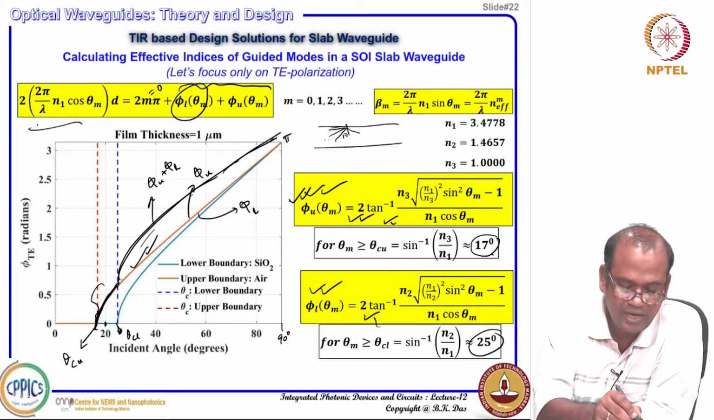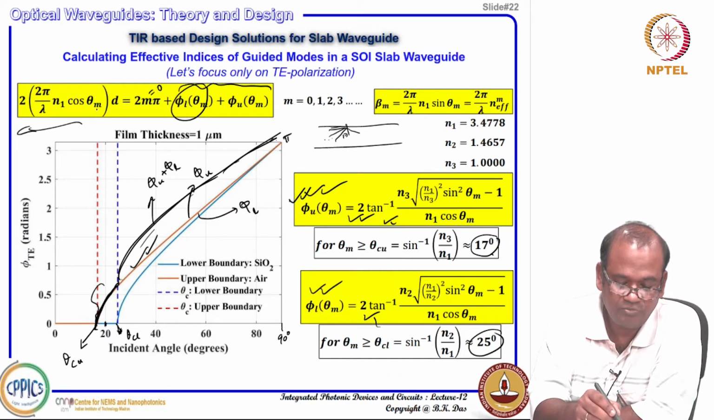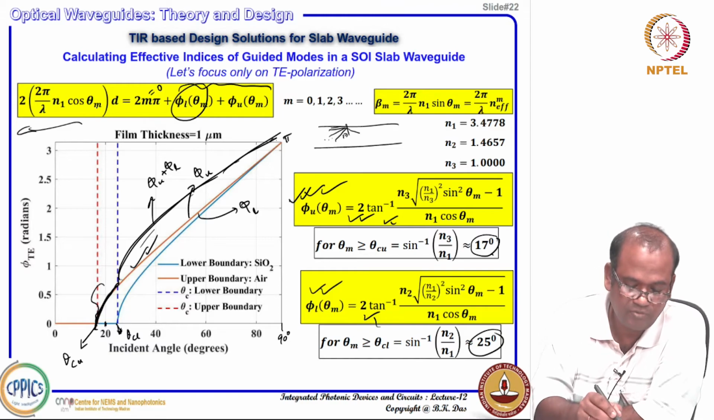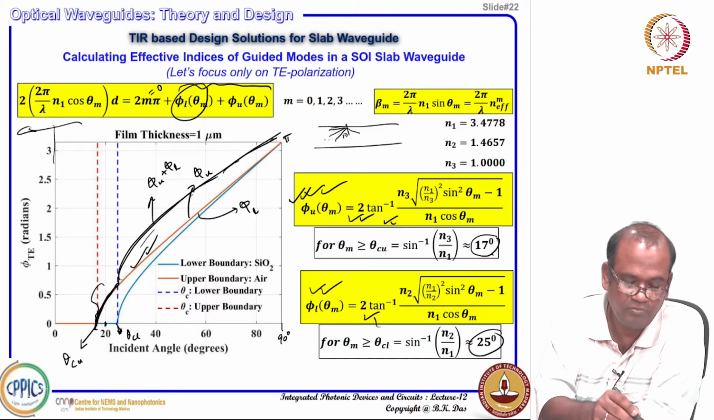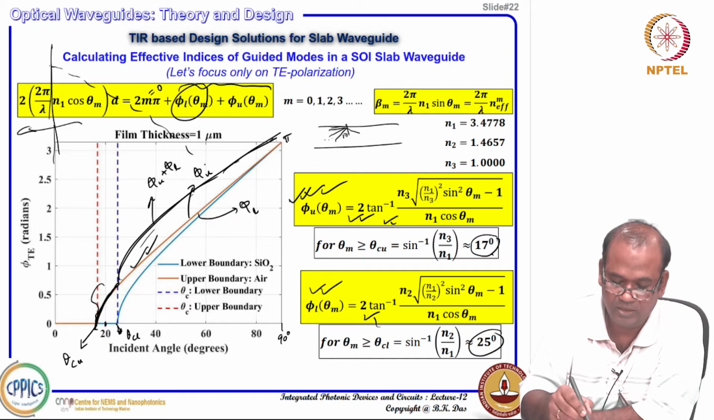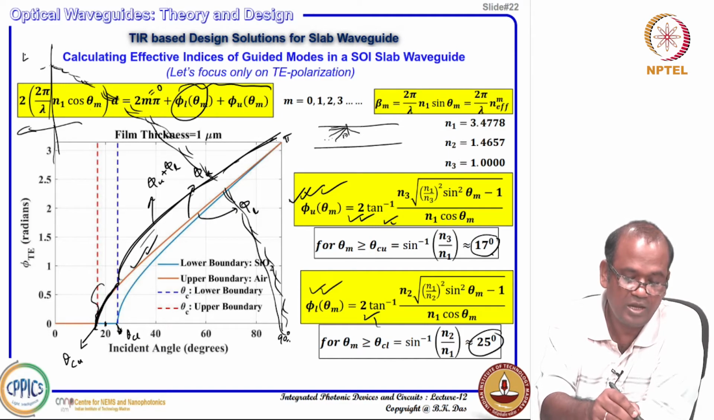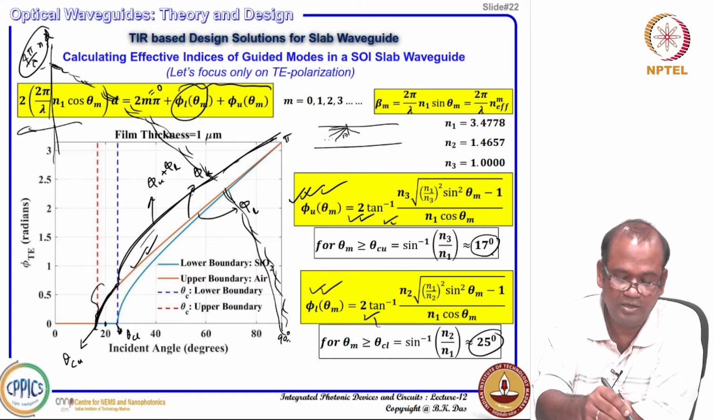But for the left hand side, if I plot it as a function of theta m, how will it look? If theta m equal to 0, this will be 4 pi by lambda n 1 d. With lambda 1.55, you will get some value, maybe more than 10, somewhere here. It is a cosine function, right. At theta m of 90 degree it will be 0, and at theta m equal to 0 it will be 4 pi by lambda n 1 d. That will be the value here.